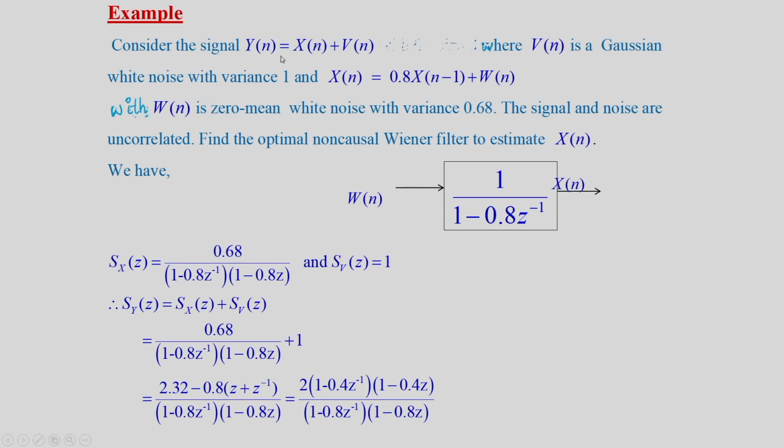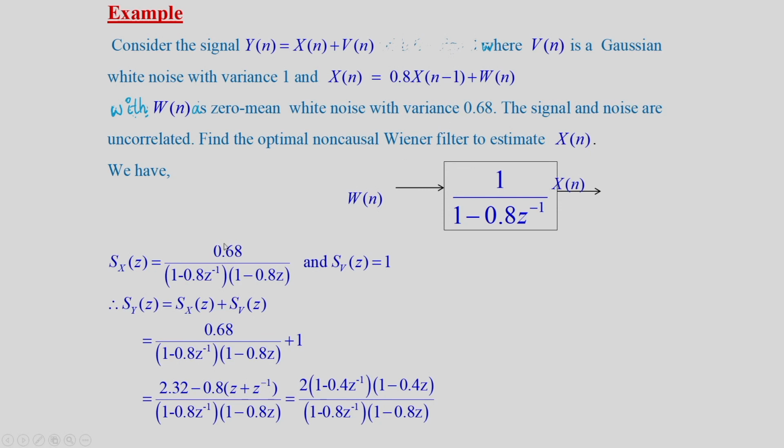Consider the signal y(n) equal to x(n) plus v(n), where v(n) is a Gaussian white noise with variance 1, and x(n) is equal to 0.8 x(n minus 1) plus w(n), with w(n) as zero mean white Gaussian noise with variance 0.68. The signal and noise are uncorrelated. Find the optimal non-causal Wiener filter to estimate x(n).